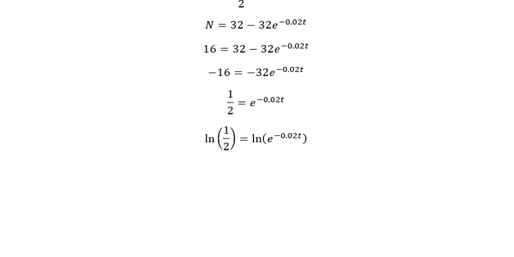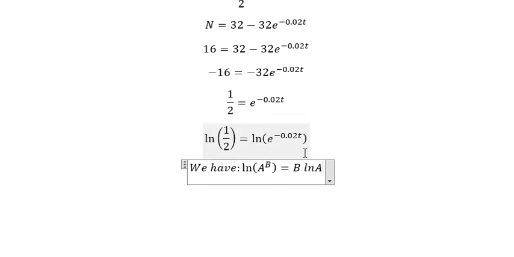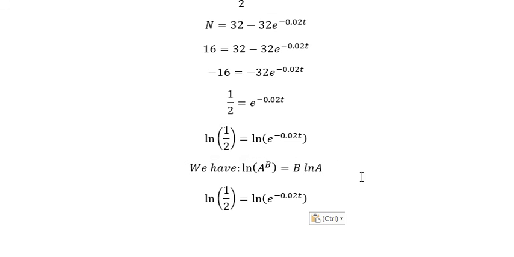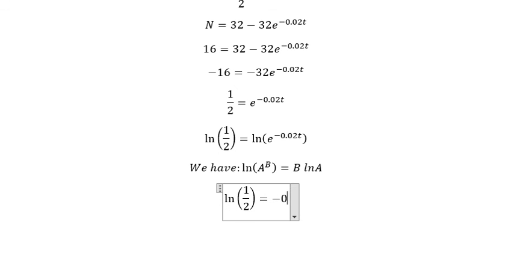So for this one, we have the formula: ln of a to the power of b equals b ln a. So we can write this as negative 0.02 t ln e. And we know that ln e represents about number 1. So we can put it like this.